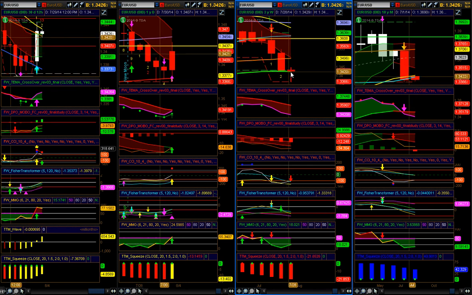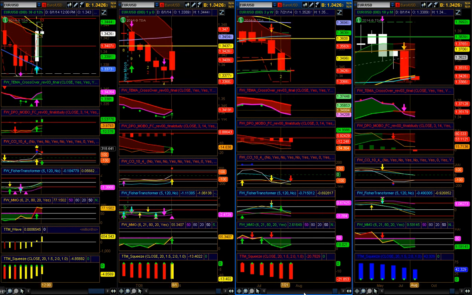And on the weekly, you got above the 200. This hasn't turned yellow. Once this turns yellow, it's going to be really looking good. And once I get a purple Fisher here on the weekly, it's going to really confirm that we're going to go higher.